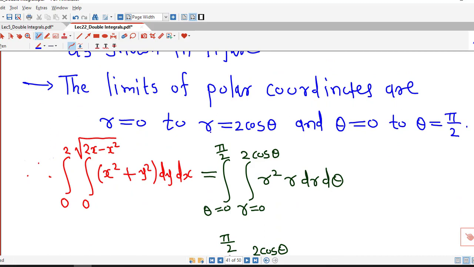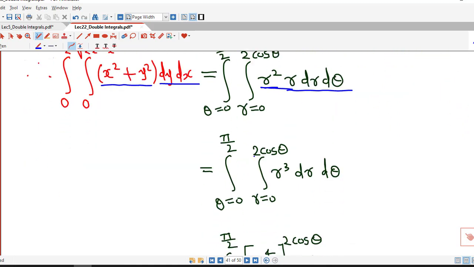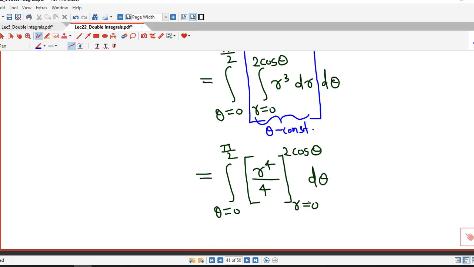Now once we have limits of r and theta, we can evaluate this double integral. So x square plus y square is replaced by r square, dy dx is replaced by r dr d theta. Limits of r are from 0 to 2 cos theta, and theta is from 0 to pi by 2. Now this r square into r is r cube, and first we will integrate with respect to r, and here we will consider theta as constant. So integral of r cube is r raised to 4 by 4. r is from 0 to 2 cos theta.